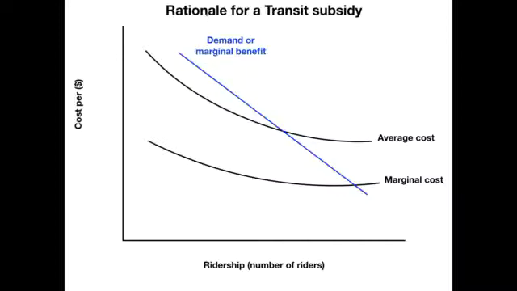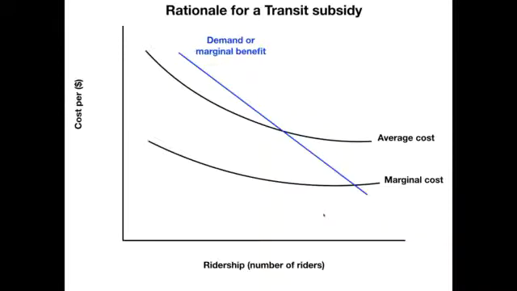We also have our demand curve, which is also the marginal benefit curve here in blue. It's downward sloping as normal. Additionally, I have an average cost curve and a marginal cost curve.